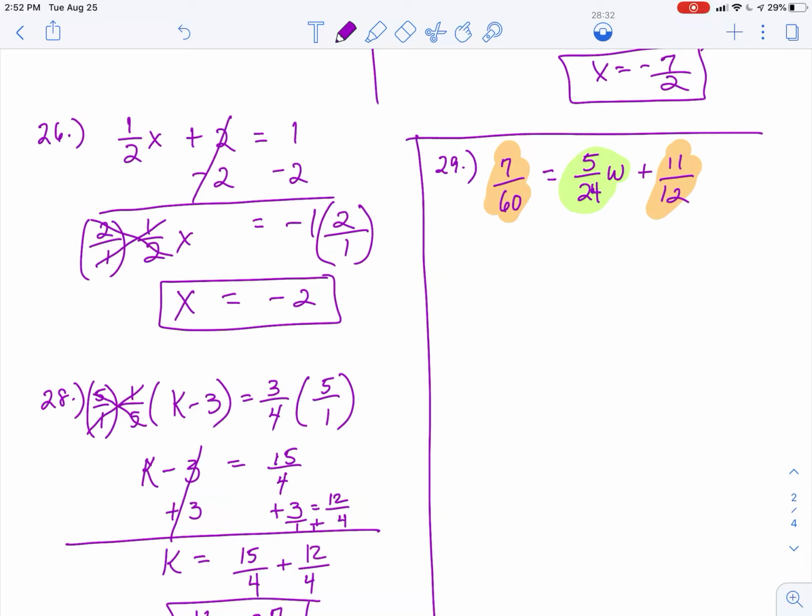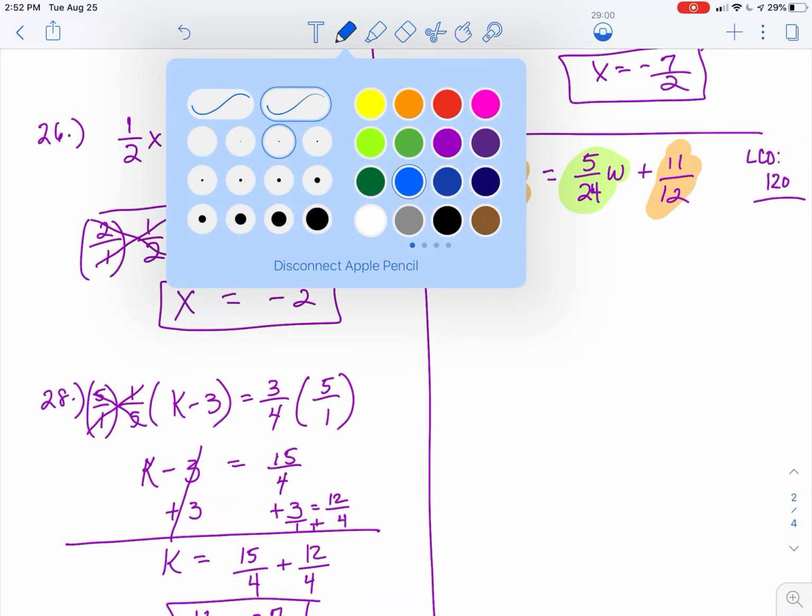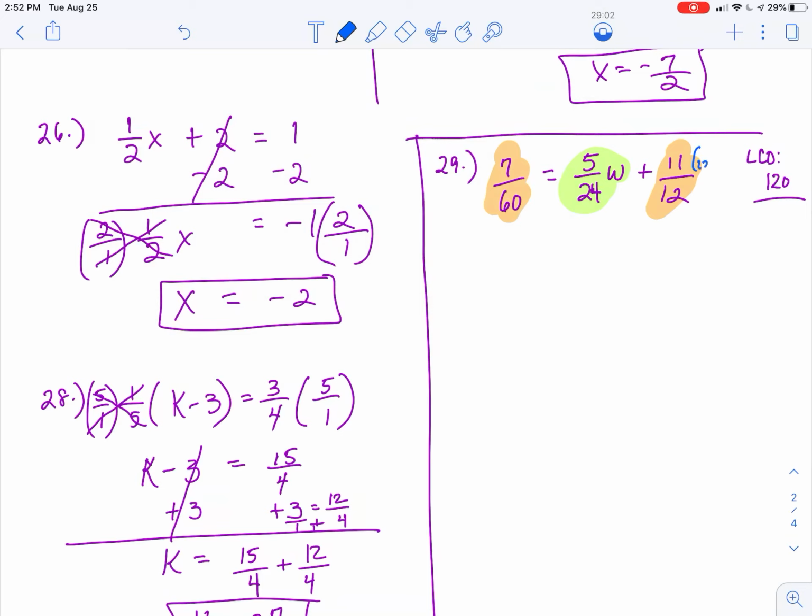Yes, I can spend time trying to make common denominators, changing my fractions to equivalent fractions, but quite frankly, the easiest thing to do is to figure out what your LCD is, your lowest common denominator, and then multiply each one of those three terms with it. Well, I happen to know that the least common denominator for all three is 120. So I'm going to multiply each one of these three terms with this lowest common denominator of 120.